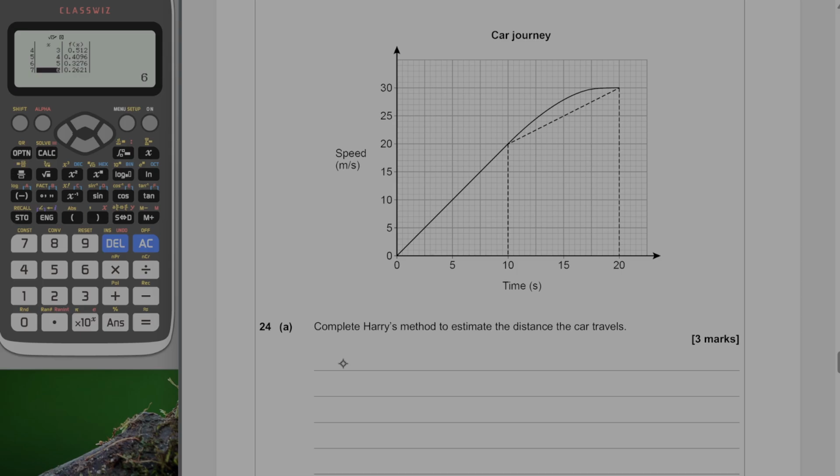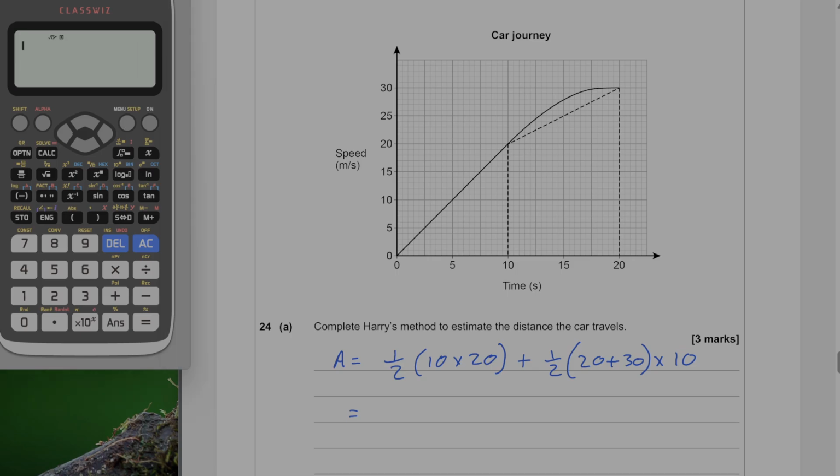Okay, so the area is going to be equal to half of the base of this triangle, which is 10, times the height of this triangle, which is 20. To that, we want to add the area of the trapezium, which is a half of A plus B, so 20 plus 30, times 10. I need to make sure I type this in right. We've got quite a complicated sum. So a half of 10 times 20 plus a half of 20 plus 30 times 10. If I've typed that correctly, I get 350.